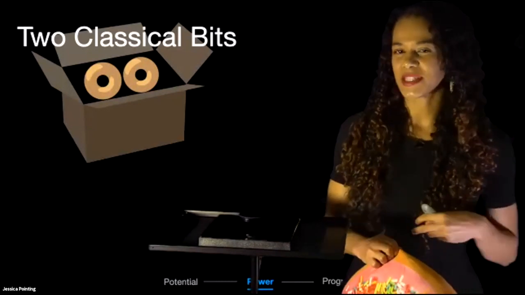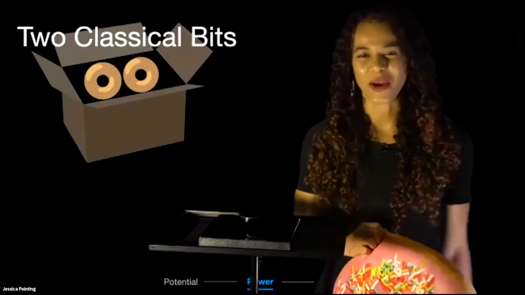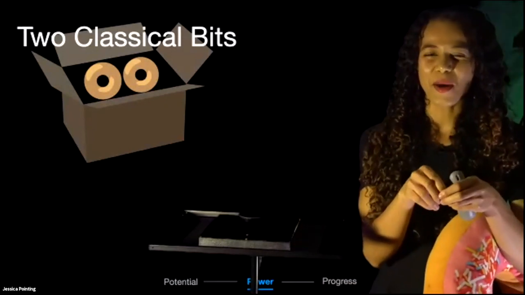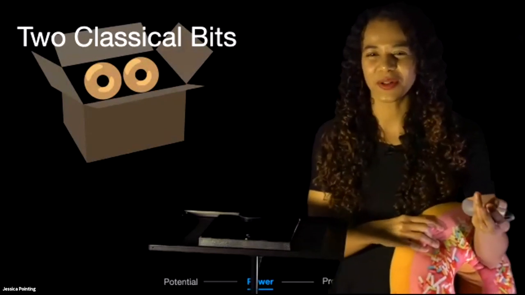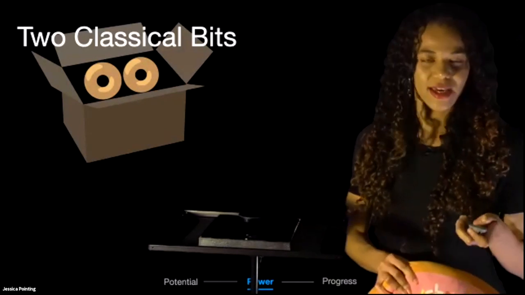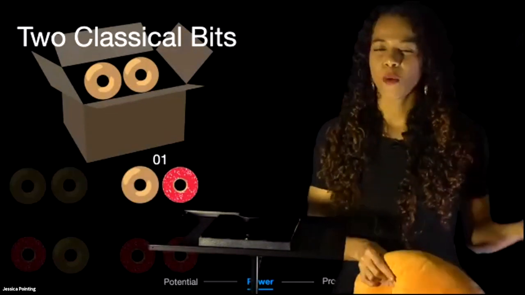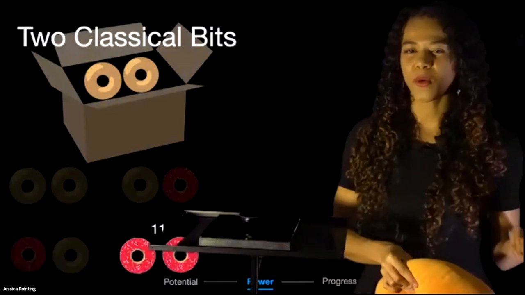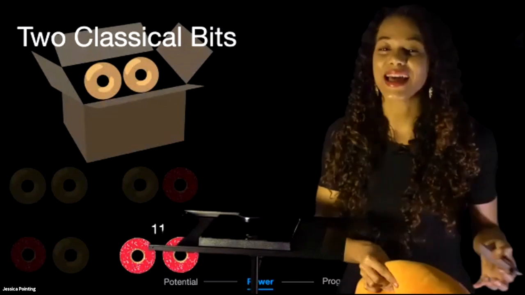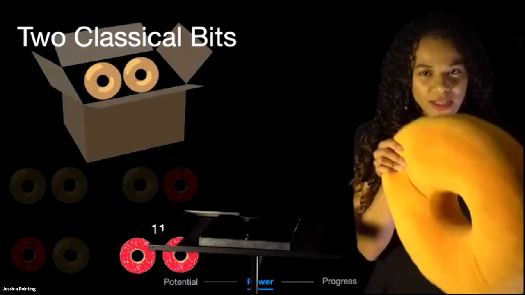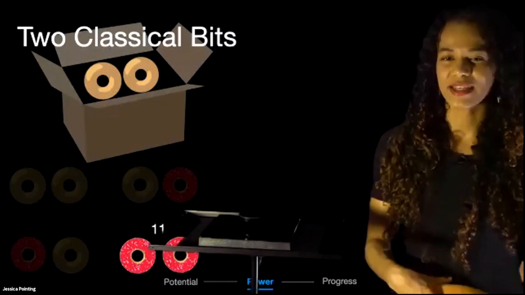Right, so why is superposition powerful? Let's take a look at a little thought experiment. Let's say you open up a donut box, and inside there are two donuts. If it's a classical box, you would either see one particular state. You'd either see 0, 0, or you'd see 0, 1, or you'd see 1, 0, or you'd see 1, 1. And you can think of a classical computer working in a similar way. It can only see one particular state or combination of states at a particular time.